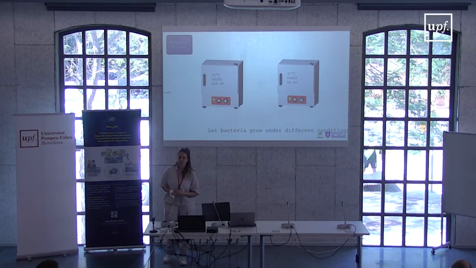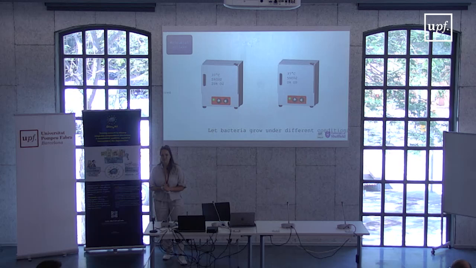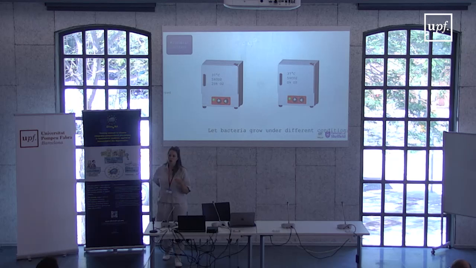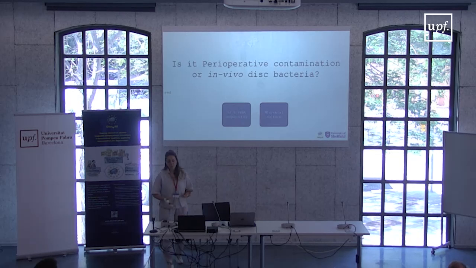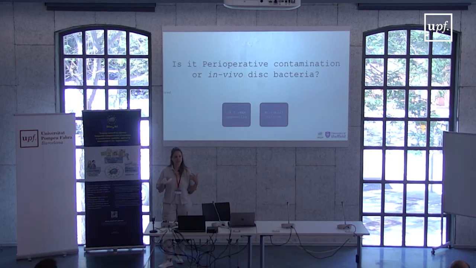For example, C. acnes, one bacteria that is very often mentioned as having a natural habitat in the intervertebral disc, needs to be grown at low oxygen and for up to 14 days because it's very slow growing. So the problem with both of those methods is that they can't tell us whether there is bacteria in or on the sample, and they fail to really tell us whether it's contamination from when they took the sample out or whether it's true in vivo disc bacteria.